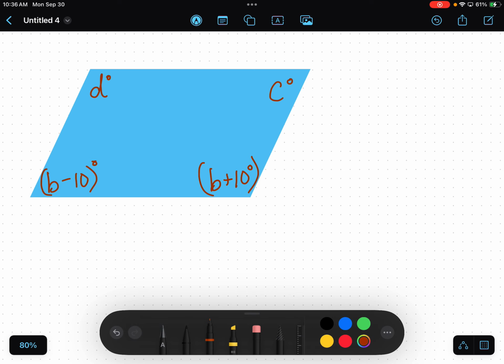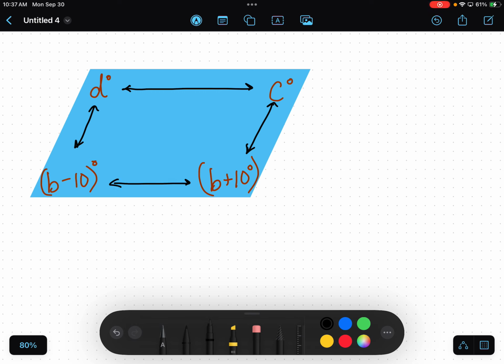So these two right here, these two would add up to be 180. These two would add up to be 180. These two would add up to be 180. And the bottom two should add up to be 180.